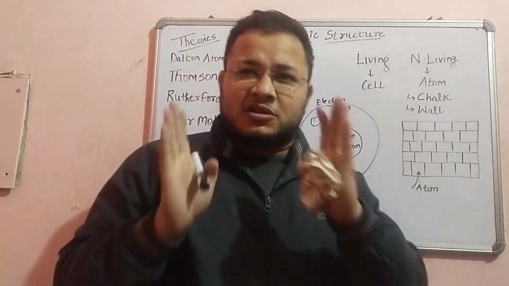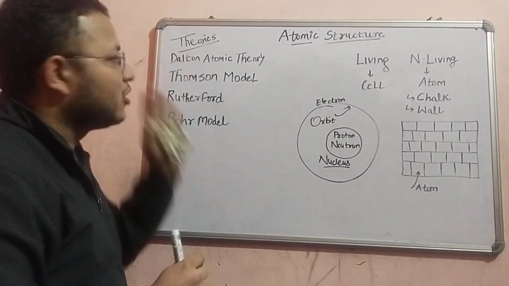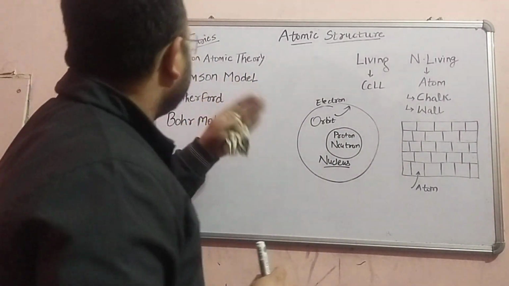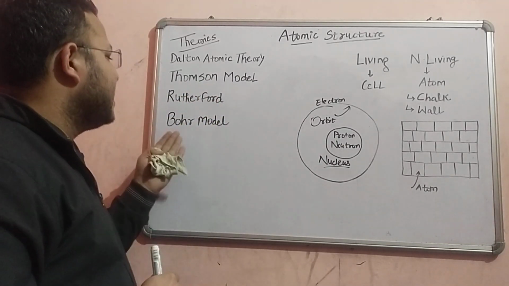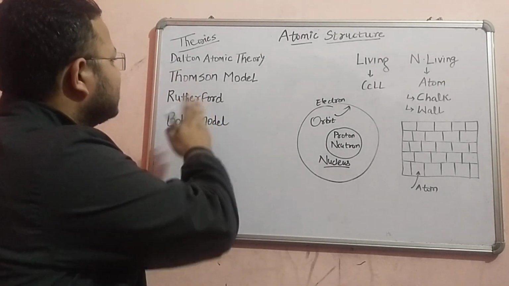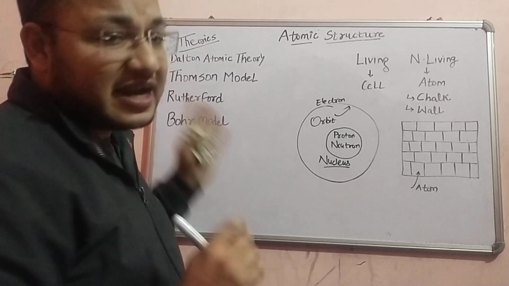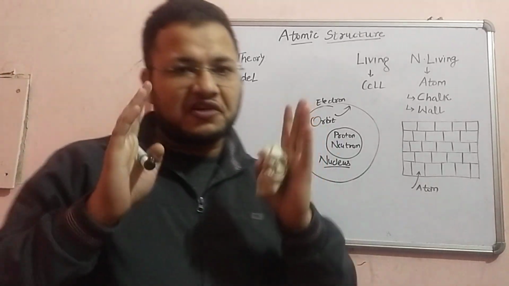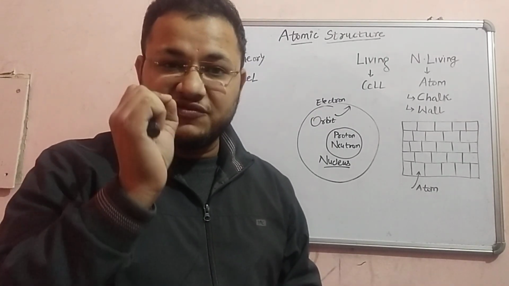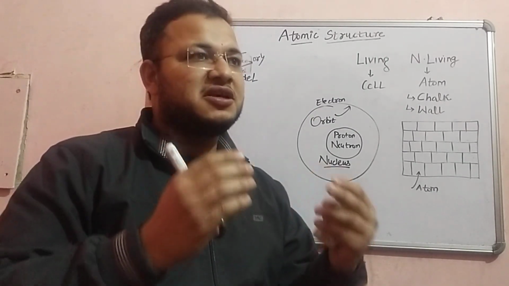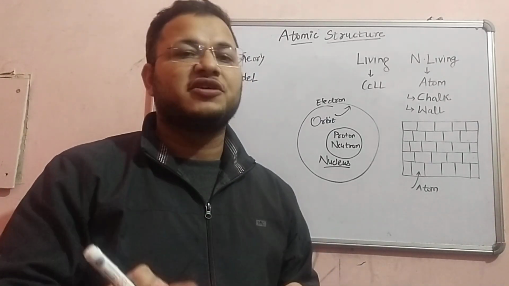The first theory of the atom was given by Mr. John Dalton, and then came the Thomson model, then the Rutherford model, and then the Bohr model. I will tell the basic details of these theories. The first person who gave the atomic theory was John Dalton. John Dalton said the atom is an indivisible particle, meaning the atom cannot be divided.